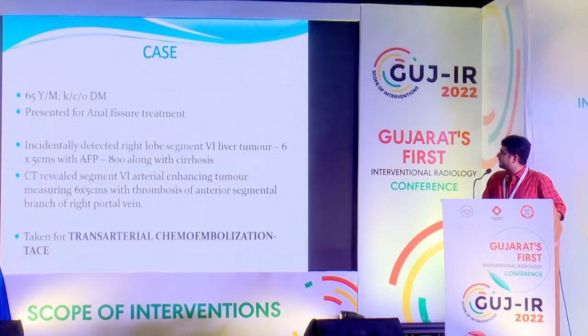This is a 65-year-old male, diabetic, presented for anal fissure treatment. Ultrasound showed a lesion in segment 6 of the liver, right lobe, with high AFP. So with serum alpha-fetoprotein more than 400, it is diagnostic of hepatocellular carcinoma, with an additional CT or MR imaging. CT showed an arterial enhancing lesion in the right lobe, 6 by 5 centimeters, with portal vein segmental thrombosis. So this was a palliative patient and taken for TACE.